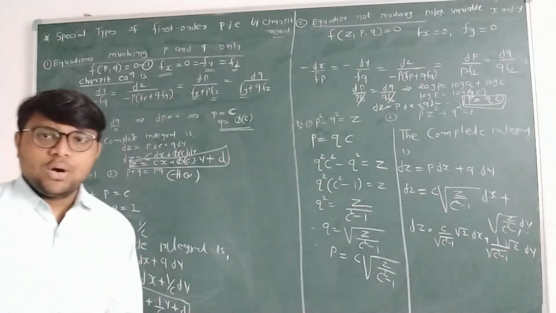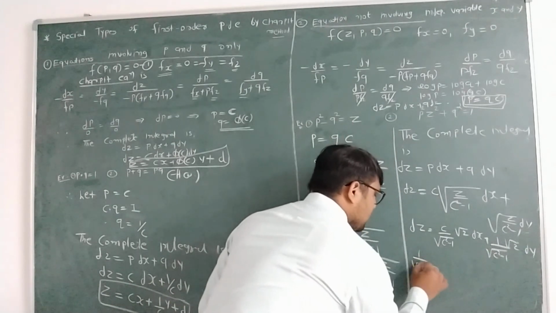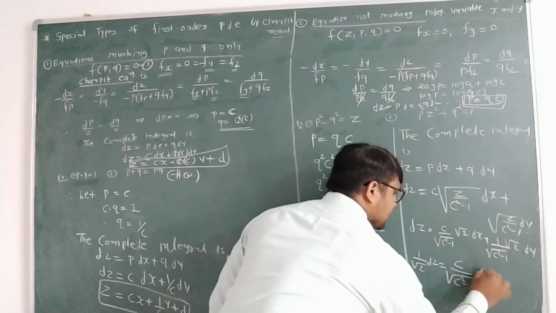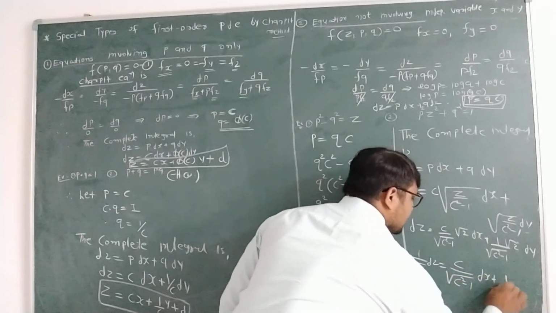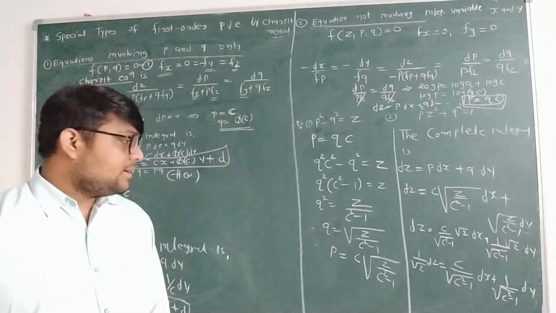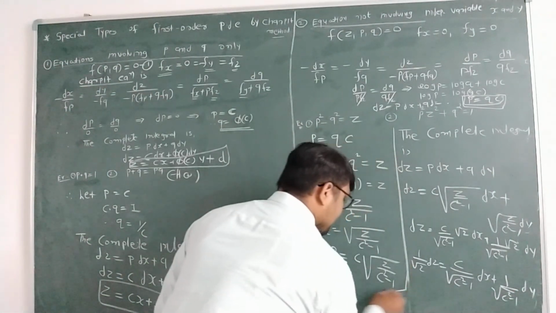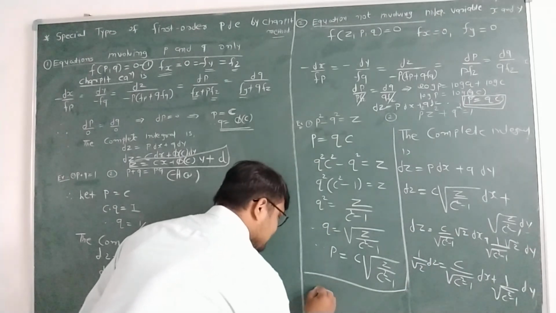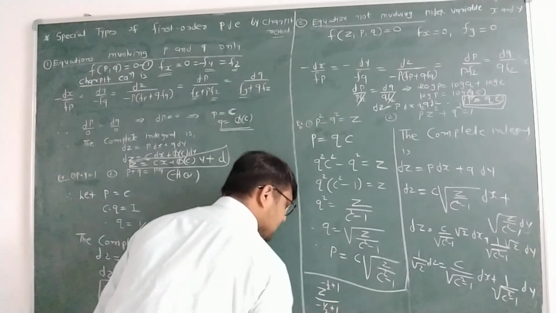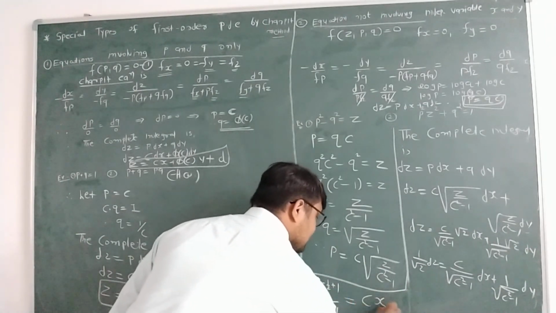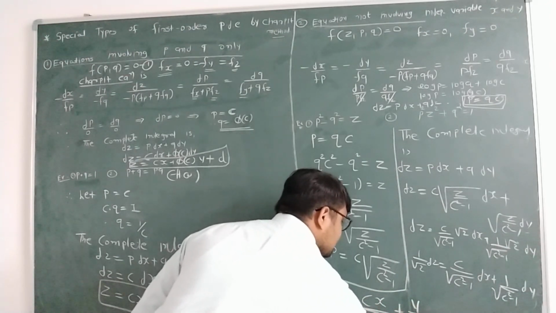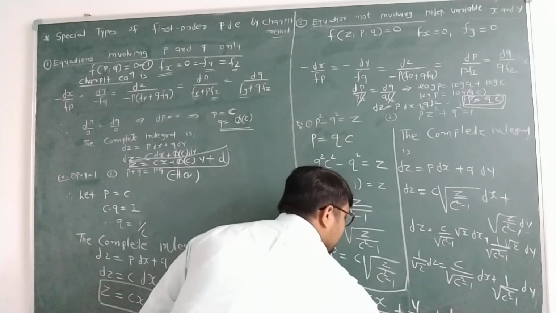Divide both sides by root z. So we get 1 over root z dz equals c over under root c square minus 1 dx plus 1 over under root c square minus 1 dy. Now integrating both sides, we get our solution. So now integrating both sides, what we get is z to the power minus 1 by 2 plus 1 over minus 1 by 2 plus 1 is equal to cx over under root c square minus 1 plus y over under root c square minus 1 plus some constant, you can say d.